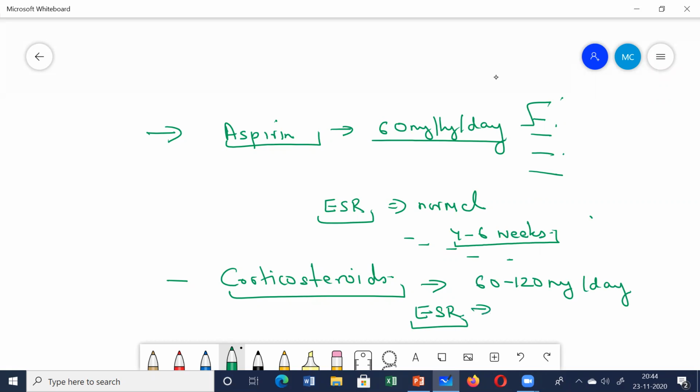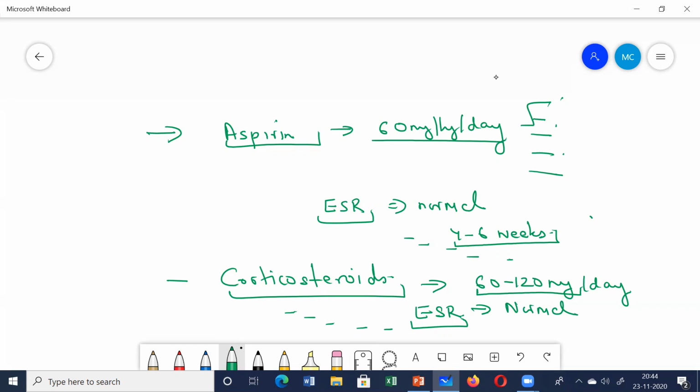And then after the ESR comes out normal, what are you going to do? Are you going to suddenly stop it or taper it down? Always remember, corticosteroids should always be tapered. They should never be suddenly stopped, especially when you're giving such a high dose. So gradually you taper it down over a period of 4 to 6 weeks.